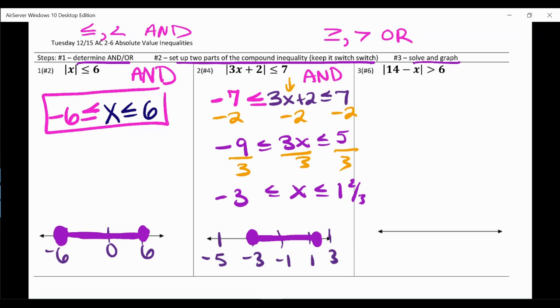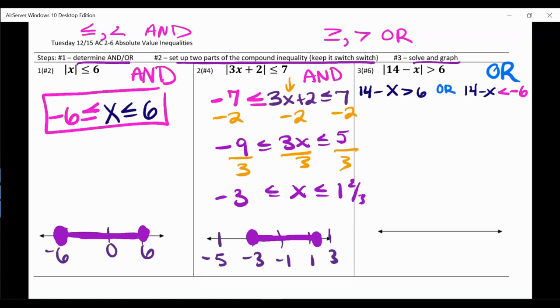Number 3 is greater than. That is an or compound inequality. Okay, greater than or, less than and. Set up the side we know. Just whatever is given without the absolute value. We know it's going to be an or. So then we're flipping the inequality symbol, making that value negative.